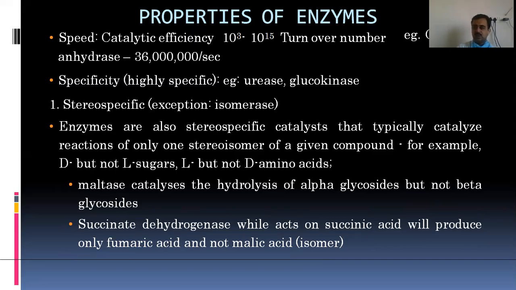Stereospecificity. Some isomers are also there which have stereospecificity. It means more than one substrate with different chemical properties can bind to a single enzyme molecule as well. Then, the example that they have taken is maltase catalyzes the hydrolysis of alpha glycosides but not beta glycosides. So, the specificity is there. It typically catalyzes reactions of one stereoisomer of a given compound. For example, D but not L, L but not D, which means the specificity of an enzyme would be very much interactive.